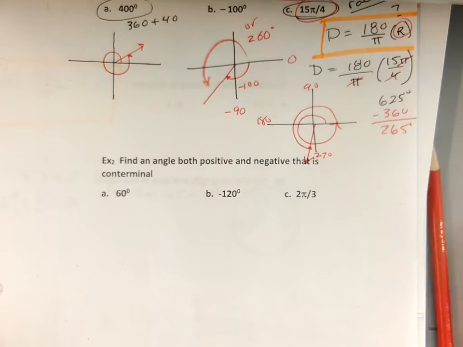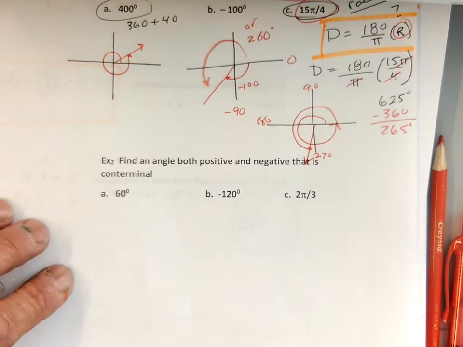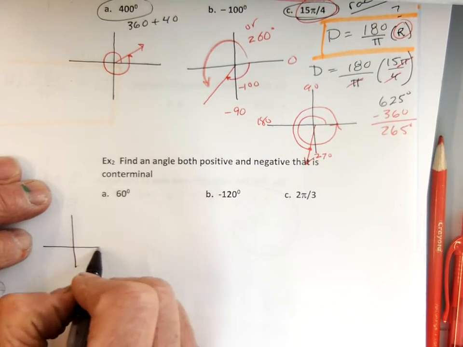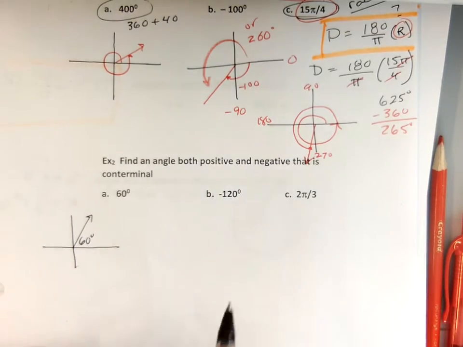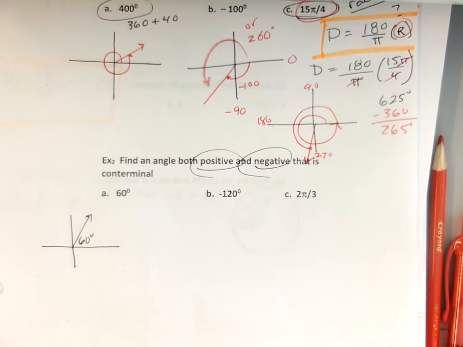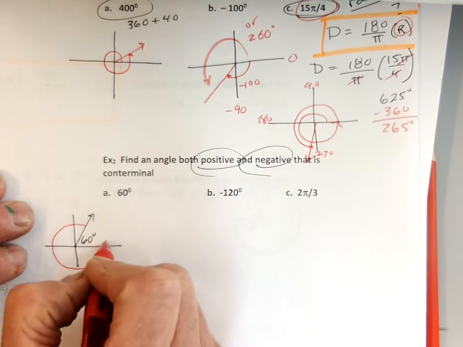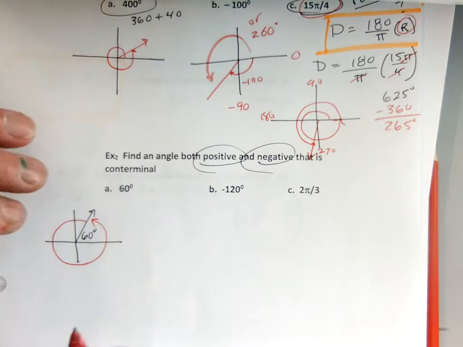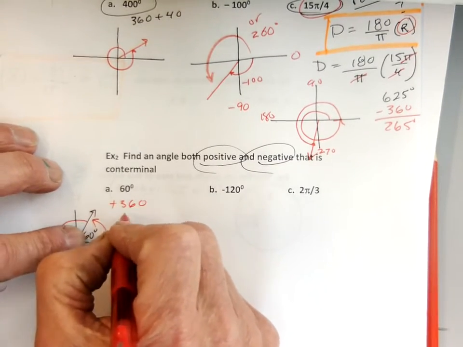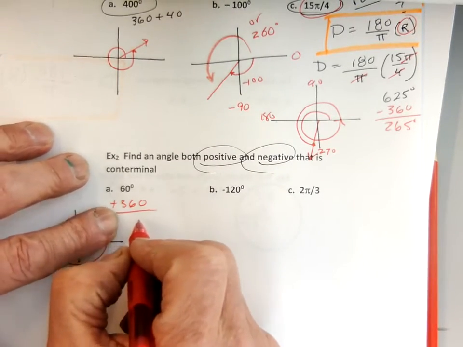Okay, example 2, how am I doing? So if I drew a 60-degree angle, it's about there. It doesn't have to be perfect. It says I want a positive and a negative angle. So let's spin it all the way around. It's like taking a tire and spinning it all the way around, okay? How many degrees did I spin it? 360, right? So if I add 360 to this, I'd have a 420 degree angle.